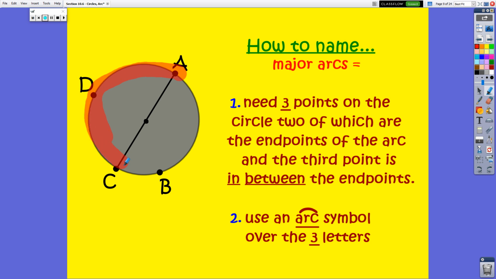Now, if I wanted to talk about, let's go around this way. If I had this big arc AB, then I would call it arc ADB or ACB. But I got to begin and end at the A and the B. So there's some examples for major arcs.